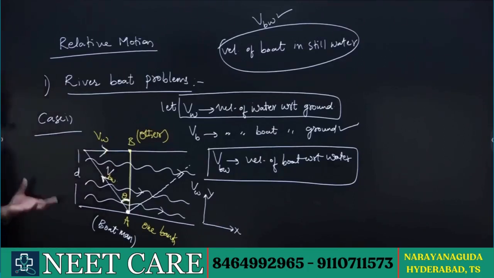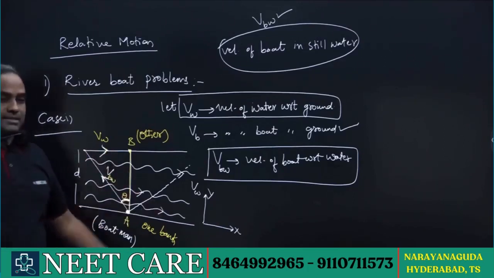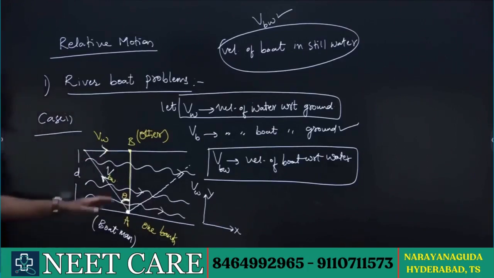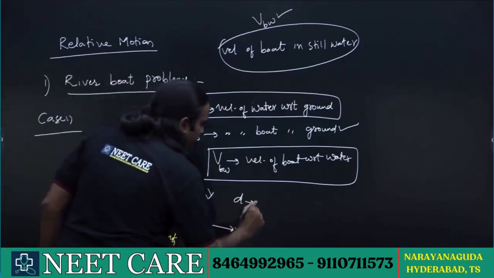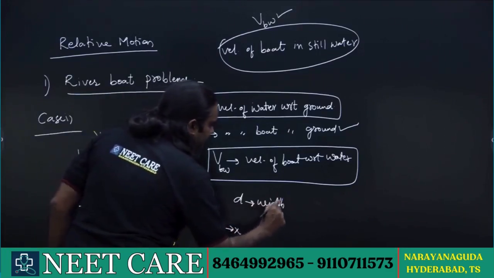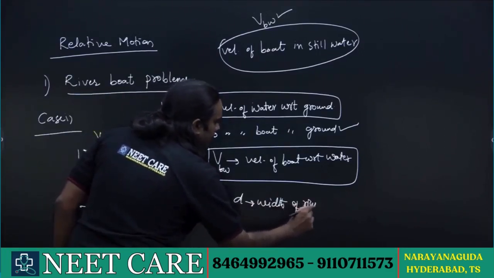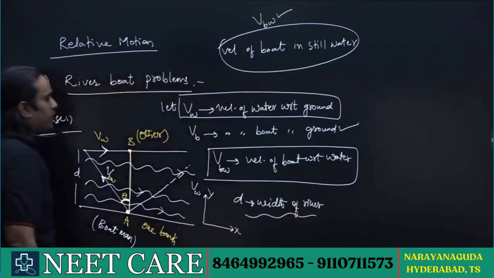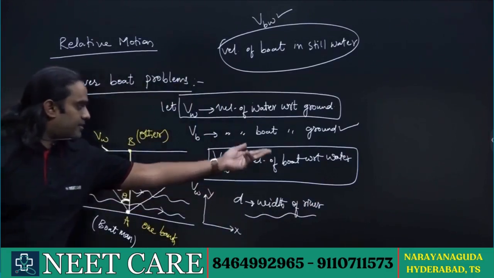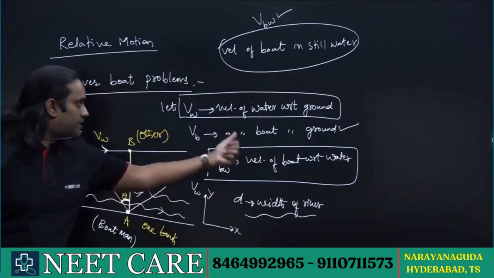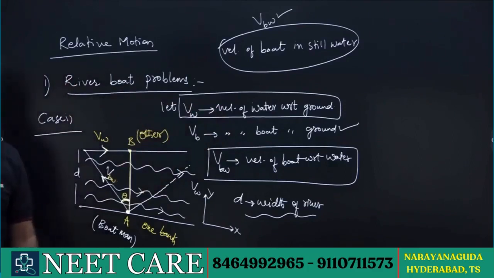Let us see some important mathematical part related to this. During the crossing of a boat across AB, or along AB, or along the width of the river, consider D is the width of the river. In the next figure I am going to take these as the standard assumptions: D will be the width of the river, VBW is the velocity of boat with respect to water, this is the absolute velocity of the boat, and this is the absolute velocity of water. So clear up to here?